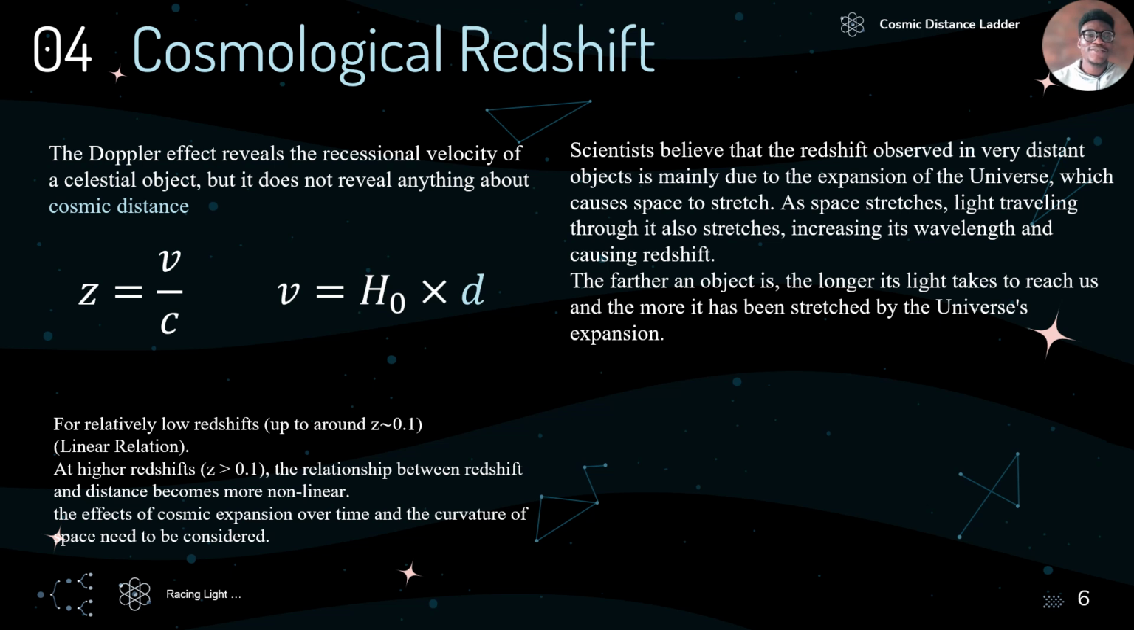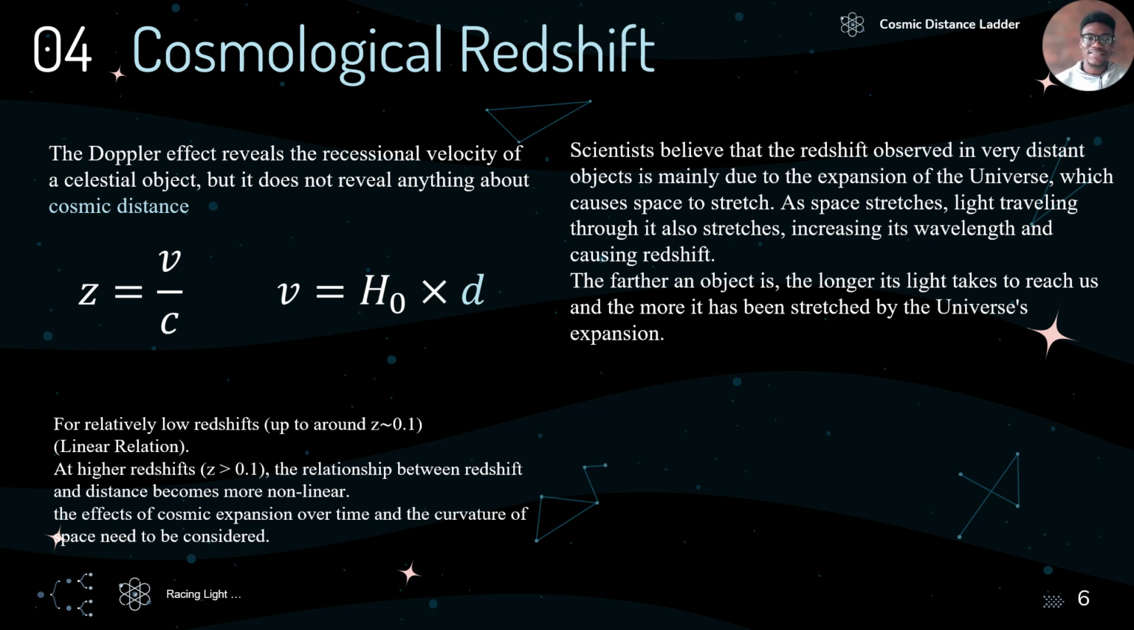Redshift can also be used to determine the cosmic distance to galaxies using Hubble's law, with a linear relationship between velocity and distance, and this applies for redshifts up to 0.1.